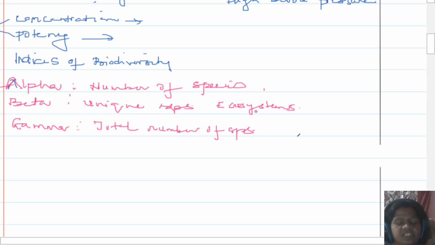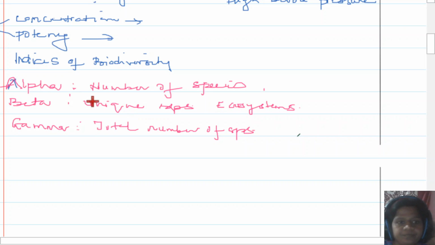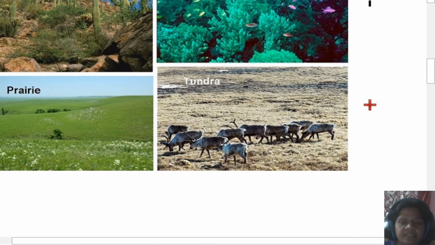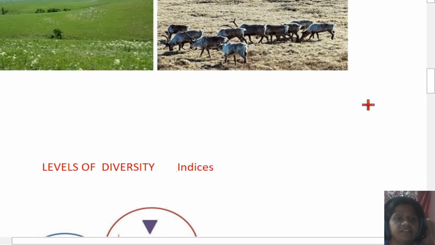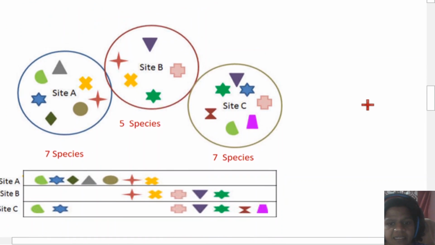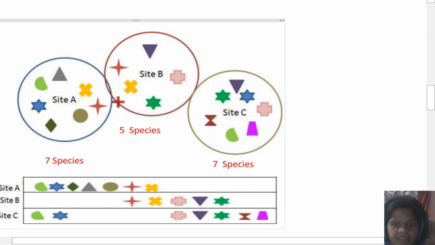To understand it better, let's look at a picture. This is just a measurement of how diverse the area is. If somebody asks you what the diversity here is, there are three different measurements you can tell them: alpha, beta, and gamma. Let's say this is site A, site B, and site C. For our understanding, we can take these as three different ecosystems.